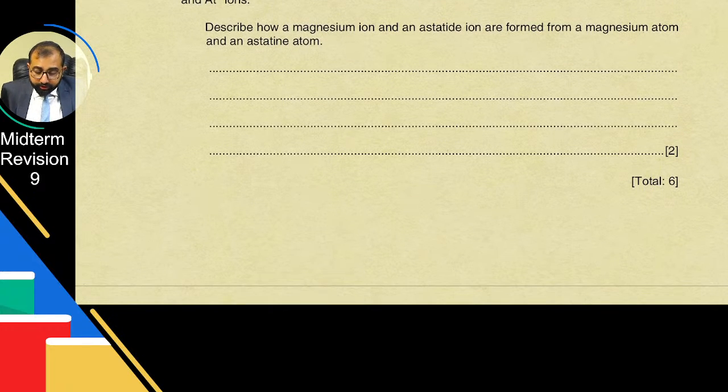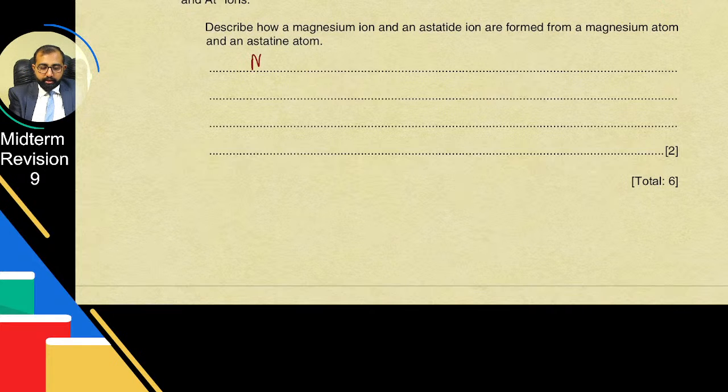Astatine reacts with magnesium to form magnesium astatide, which contains magnesium ion and astatide ion. Describe means you don't have to give the reason, just tell about it. How a magnesium ion and an astatide ion are formed from a magnesium atom and an astatine atom. Really straightforward. You have the charges already, and charges tell you a lot about the electrons.